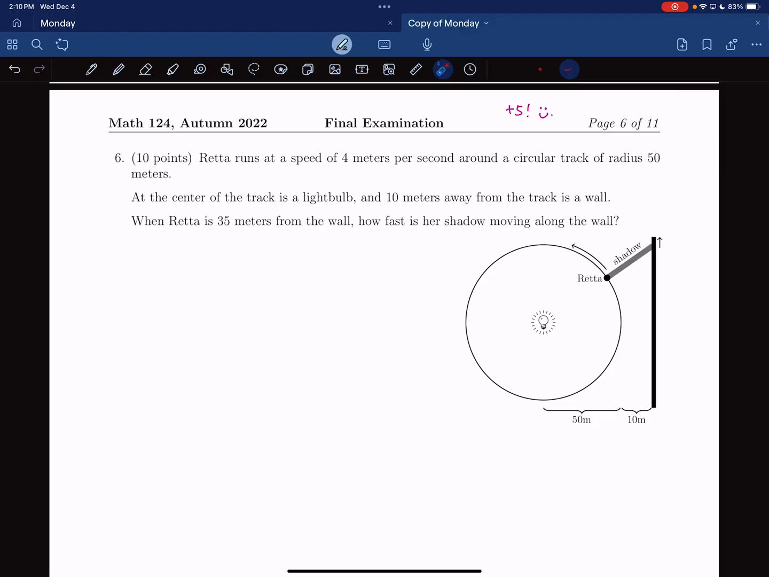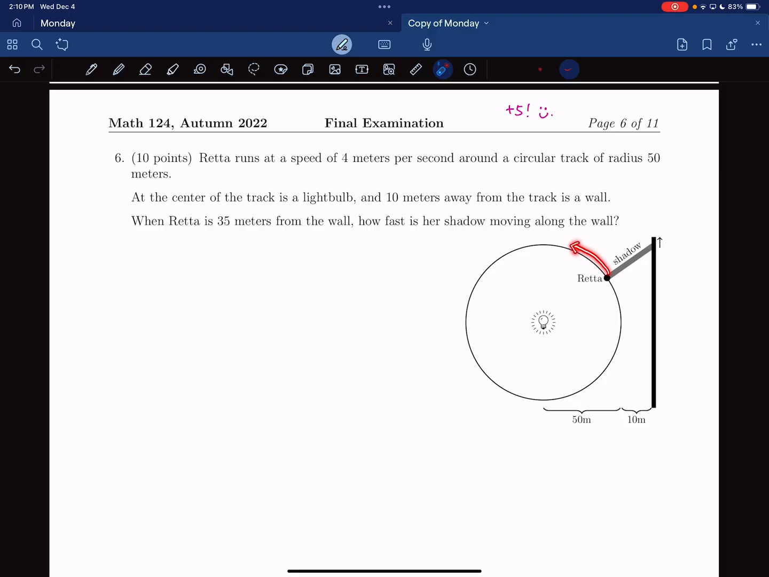But with this question, the diagram is not obvious. Many of the students two years ago didn't see this diagram, so when they see it, they're just like, whoa, what's going on? So let's read it together and see how we can make sense of this question. Retta runs at a rate of 4 meters per second around a circular track of radius 50 meters. That means I can label something. Retta's here.